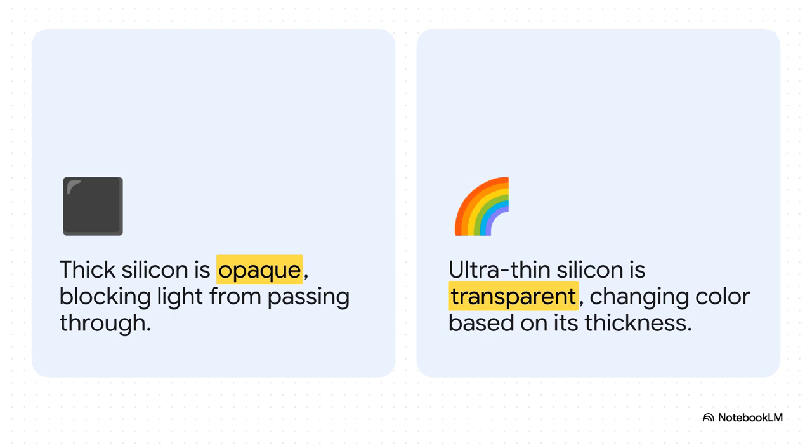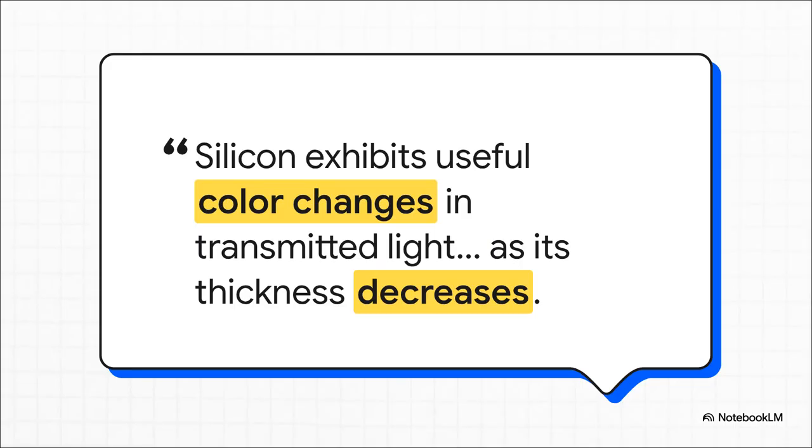And even cooler, the color of the light that passes through it starts to change depending on its exact thickness. And check this out. It's not random. It's totally predictable. Just like the original paper says, the color shifts in a very specific order. It goes from red to yellow and then to white as the silicon gets thinner and thinner. And this predictable link between thickness and color, well, that's the key that unlocks this whole thing.